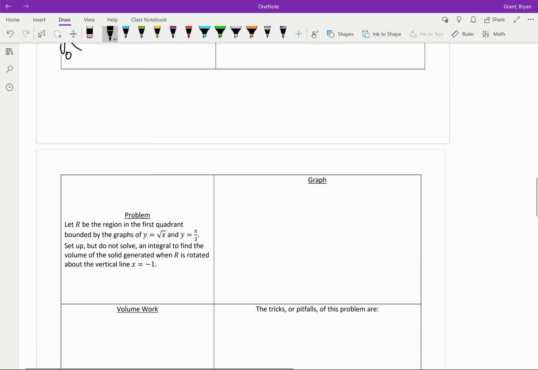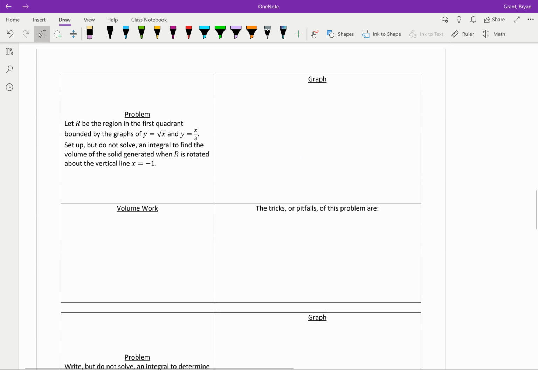So let's go ahead and move on. All right, let R be the region in the first quadrant with those two functions. Set up but do not solve an integral to find the volume of the solid when it's rotated about the vertical line x equals -1. Ooh, we got a lot going on here.